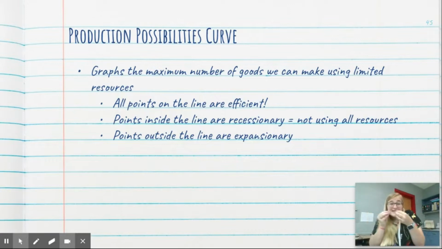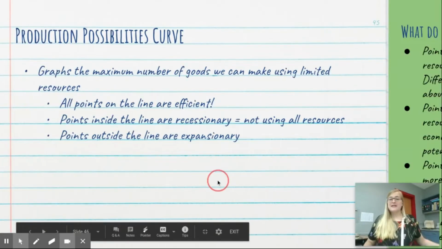If we move inside that line, so the curve is right here, but we've got a point within that curve, it's inefficient. Inefficient means we're not using everything that we can, and sometimes economists like to call that recessionary. Like a recession. We are not using all of our resources. We're not spending all our money. We're not using all our time making everything that we possibly could. And then points outside the line, like here's the line, it's curved or straight. If a point is on this side, it's outside the line, it's expansionary. We cannot get there unless the economy grows. And we're going to talk about how we can make that happen today.